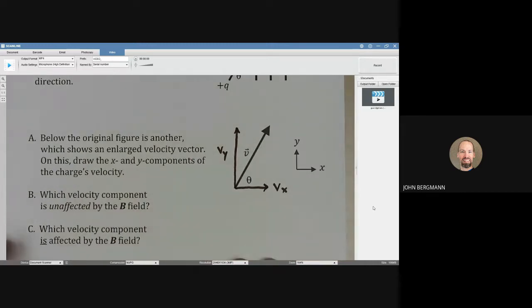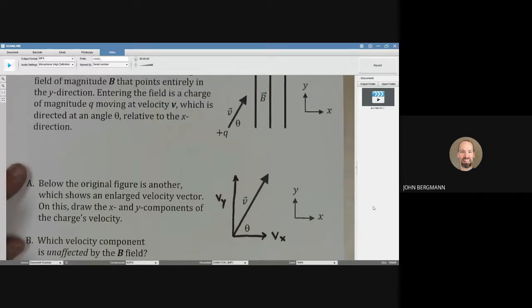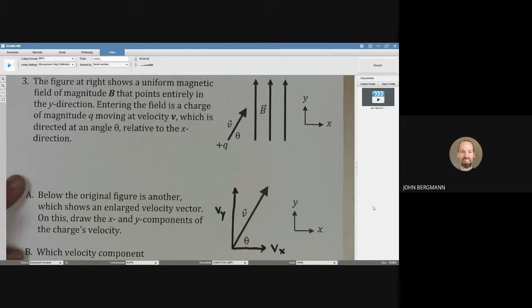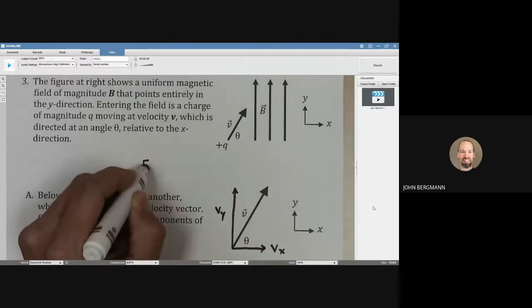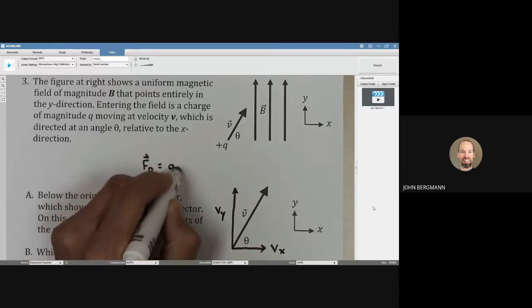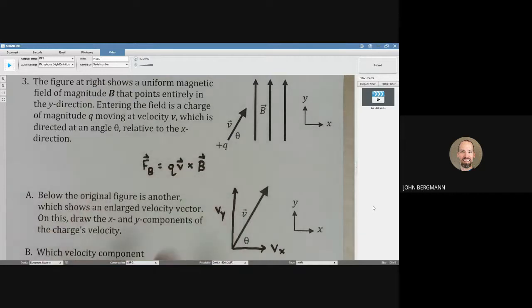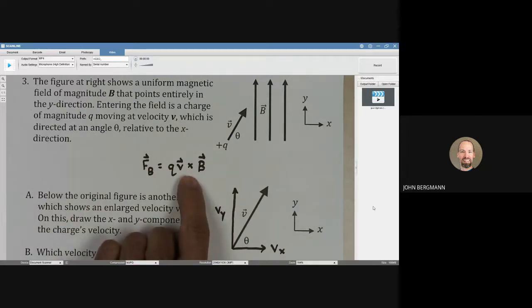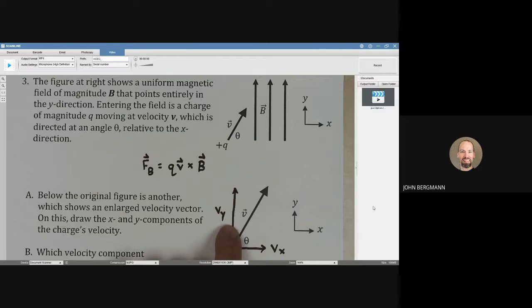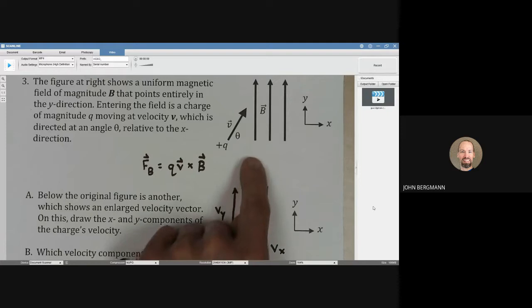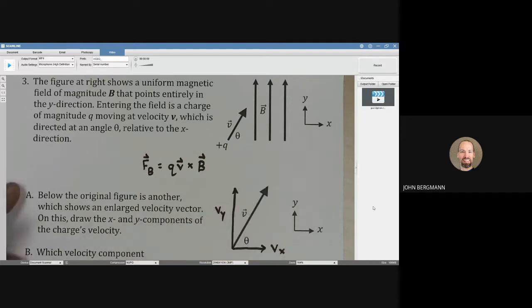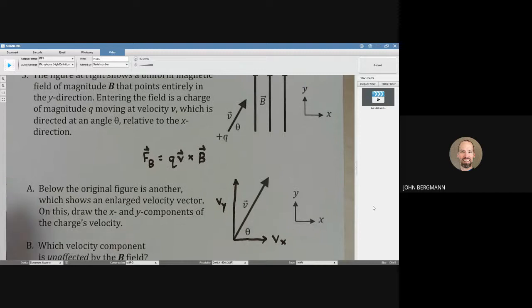Which velocity component is unaffected by the magnetic field? If we look at the figure at the top, you can see the magnetic field is directed towards the top of the page. And we recall the equation for the magnetic force on a charge that is moving through an external magnetic field. You see it's a cross product. The Vy component is not going to be affected at all by the magnetic field. It's not going to be changed at all.